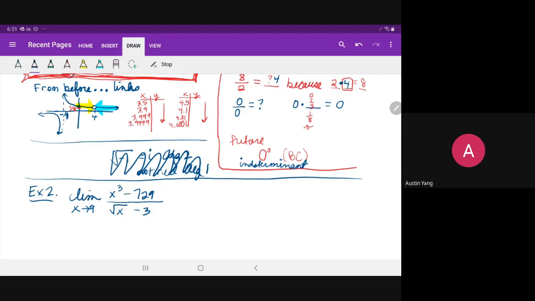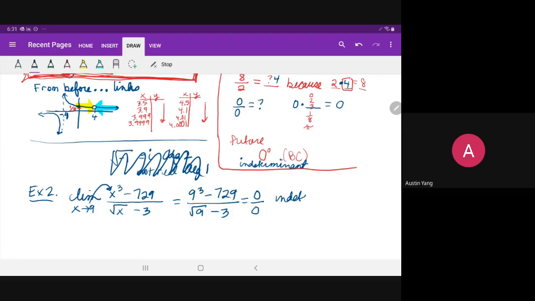Okay, so for this one, you substitute it in. So 9 to the third, 729, divided by the square root of 9 minus 3. So that's 0 over 0. And then I look at this and I say, oh no, that's indeterminate. Indeterminate kind of means keep going, because you're not going to put IDK on the answer line. We don't know which number it is. We know it could be anything, but for this specific situation, what is it?